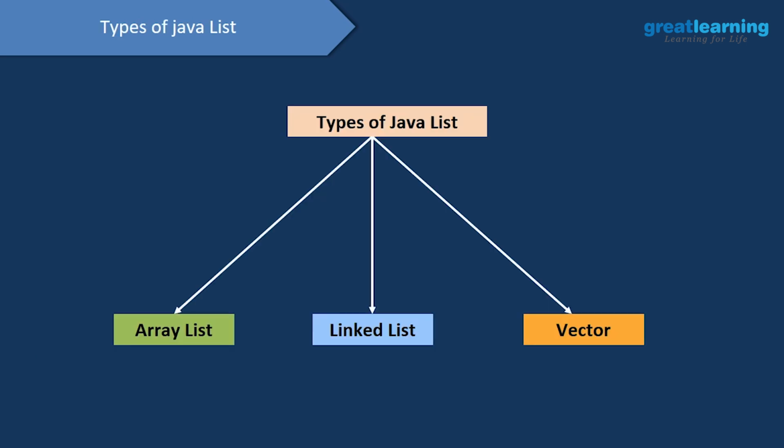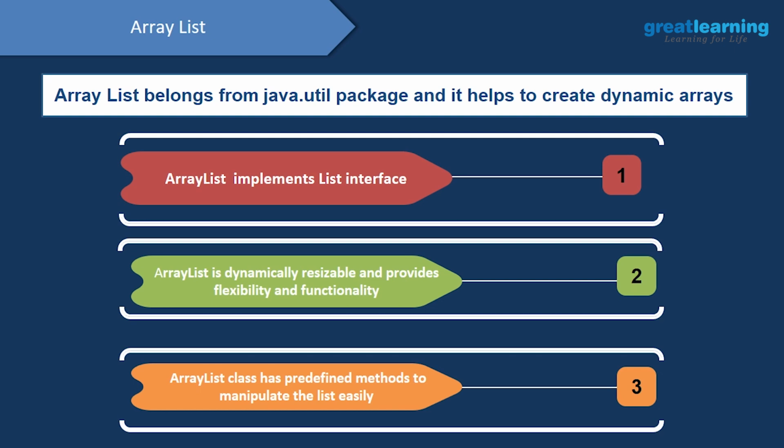Now come the types of Java list. What types do we have in Java list? We have ArrayList, LinkedList, and Vector. So what is ArrayList? ArrayList belongs to the java.util package and helps to create dynamic arrays, like the normal array. But here is the catch between a normal array and an ArrayList: in a normal array, you need to provide the length of your data, but for an ArrayList, you can dynamically add elements to your list. This is the main difference.